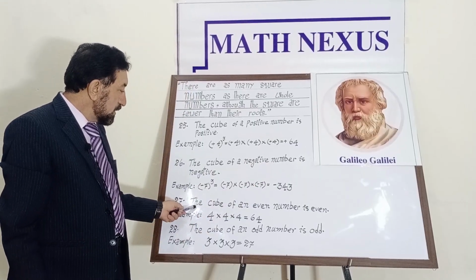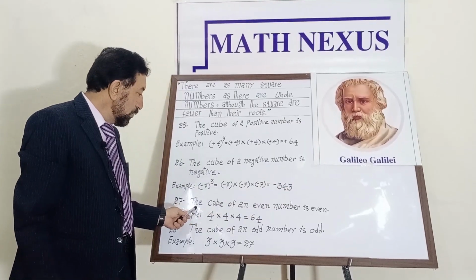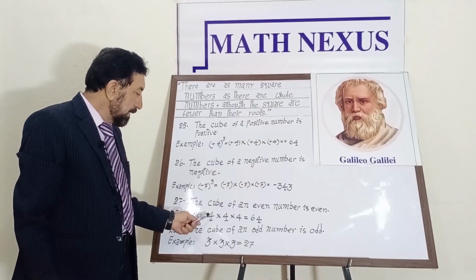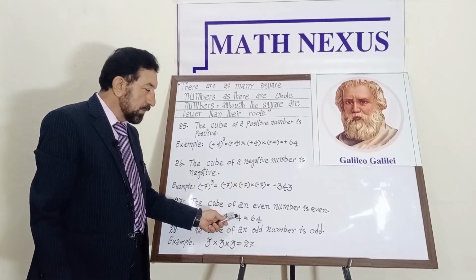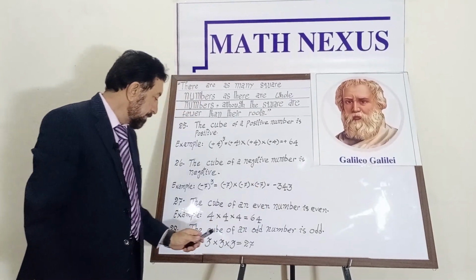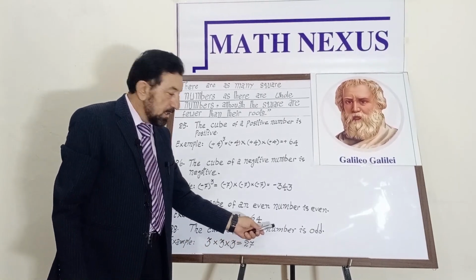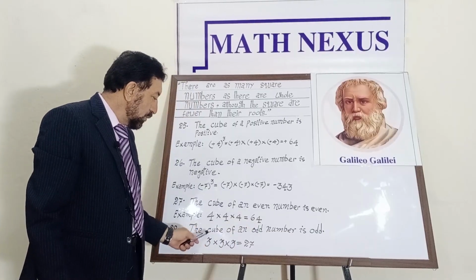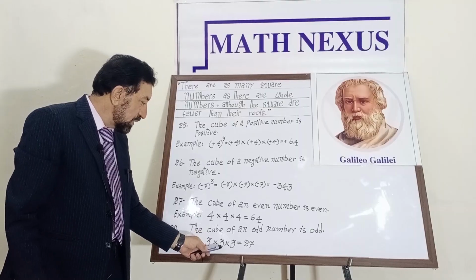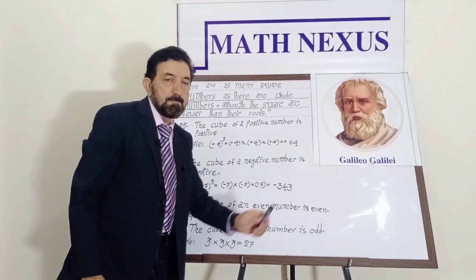27. The cube of an even number is even. Example, 4 into 4 into 4 equals 64, which is an even number. 28. The cube of an odd number is odd. Example, 3 into 3 into 3 equals 27, which is odd.